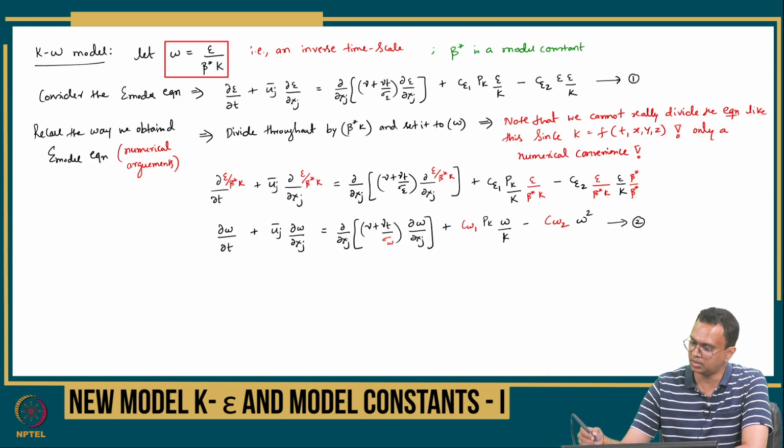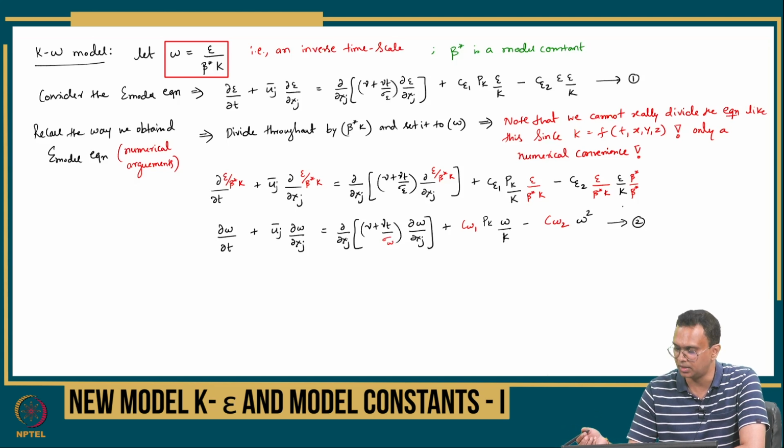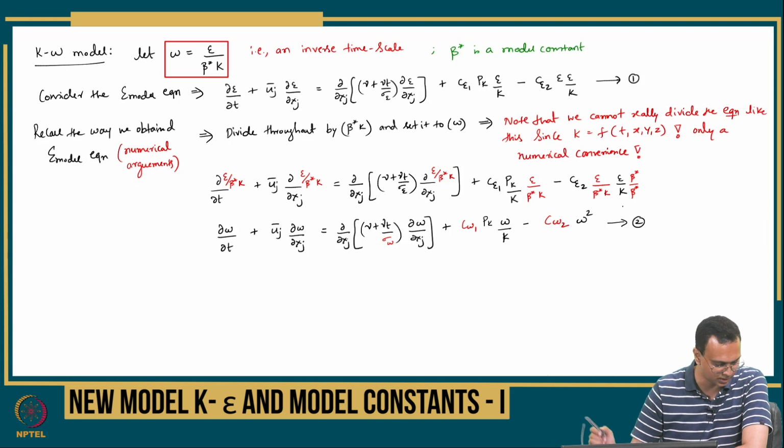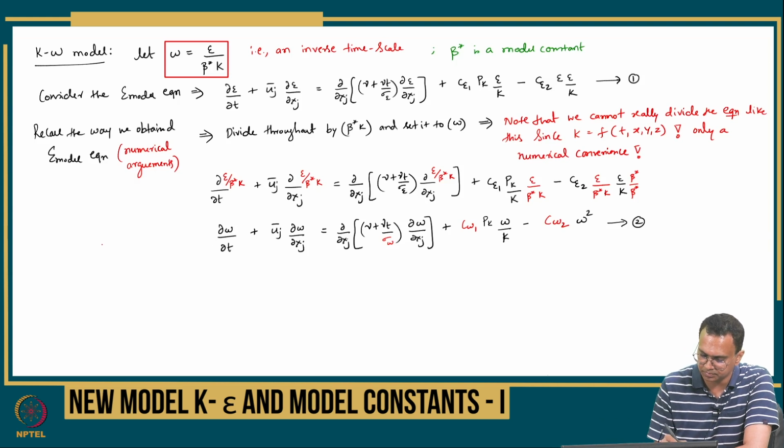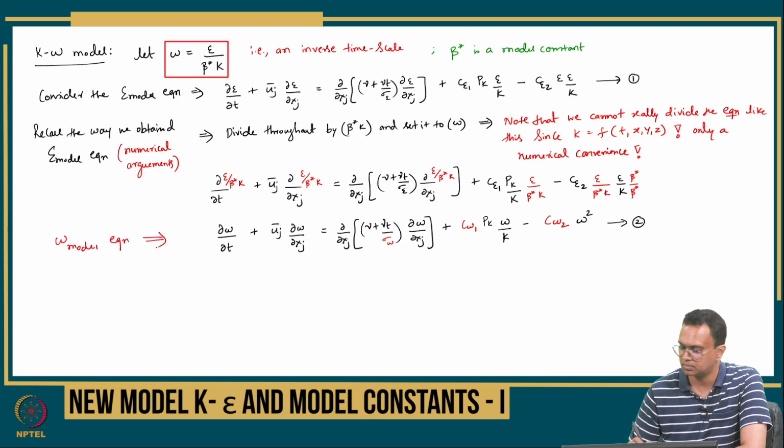But together with 1 and 2, 1 is also not correct, because 1 is the equation for the k epsilon model. So 2 is its counterpart or an equivalent in the omega model. We need a k equation in the k omega model also, that is also required. So before that we need eddy viscosity, right? So this forms one of the equations here, the omega model equation, we have equation 2.